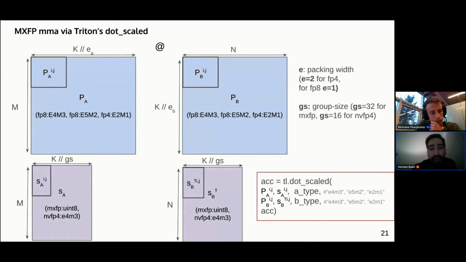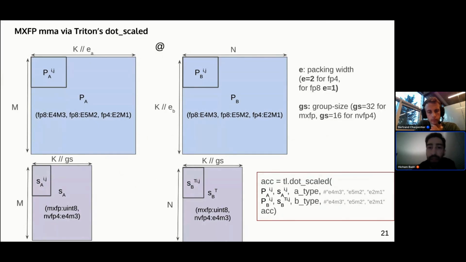And basically the same thing for the weights, it's just the opposite dimension. And for the scales, it's going to be M and K divided by GS, the group size. The group size will be 32 or 16, so 16 for NVFP4. The only thing that is a bit weird is that the scales are transposed but the weights are not transposed. But the code is basically very simple.